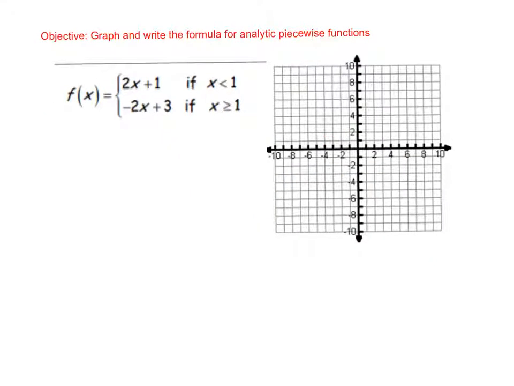Let's try another one. All right, so why don't you start the way I did? For the top piece, I'm going to plug in 1. What do you get when you plug in 1? I get 2 plus 1, which is 3. Now, is that an open or closed circle? It's an open circle, and then left or right? It's a less than, so left. So I'm going to go to 1, 3, and draw myself an open circle. I'm going to go left. Now, what's the slope of the line? The slope of the line is 2. So I'm going to make a positive slope.